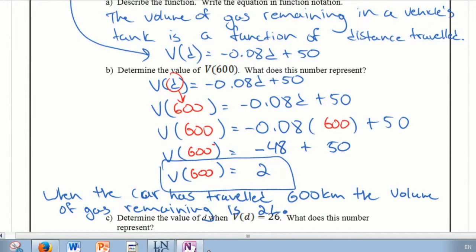So if we've driven 600 kilometers, we have 2 liters of gas left in our tank.